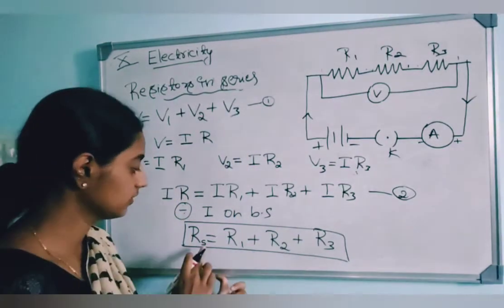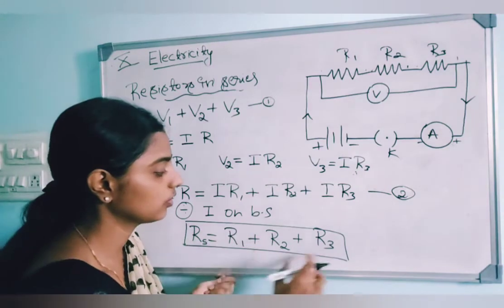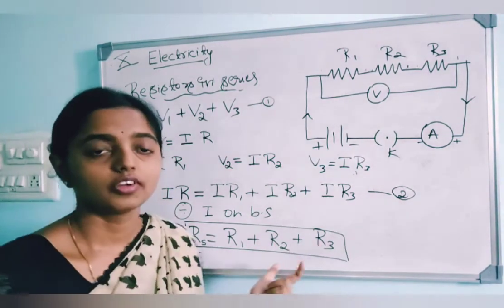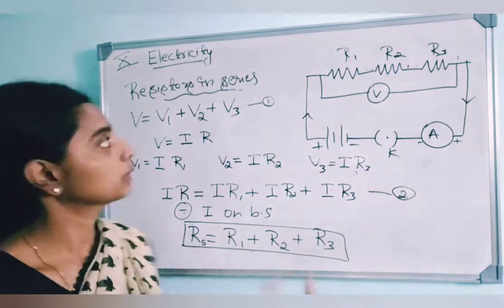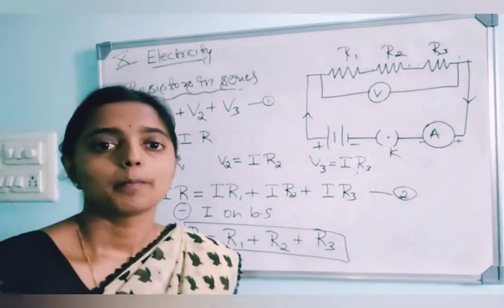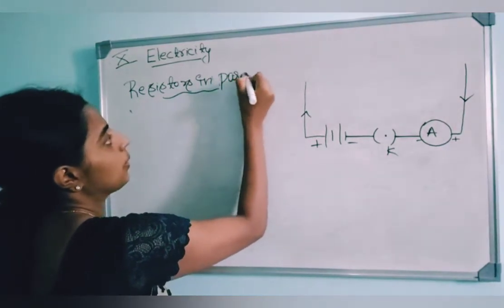So here, as I told, this value of RS will be greater than the greatest value of any one of these resistors. Clear? So what will be our next topic? That is nothing but resistors in parallel.